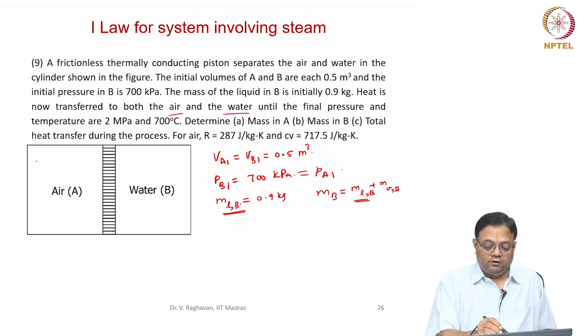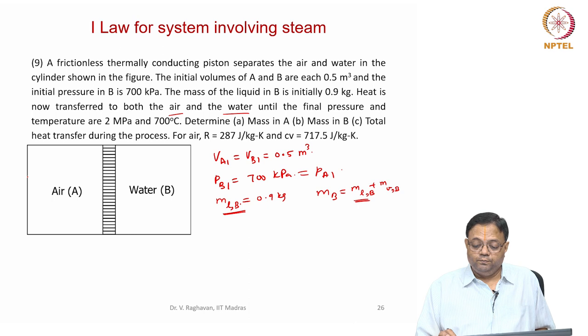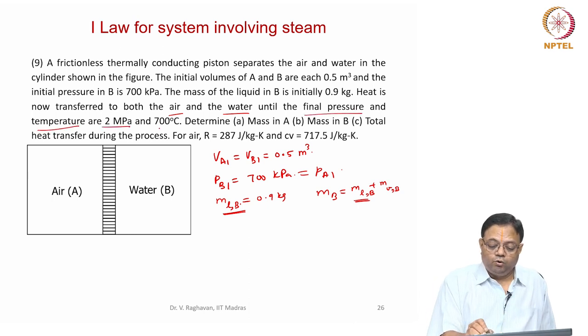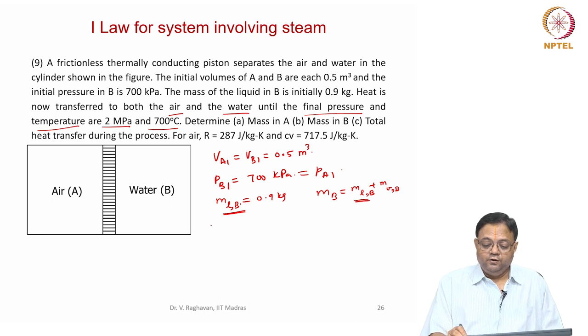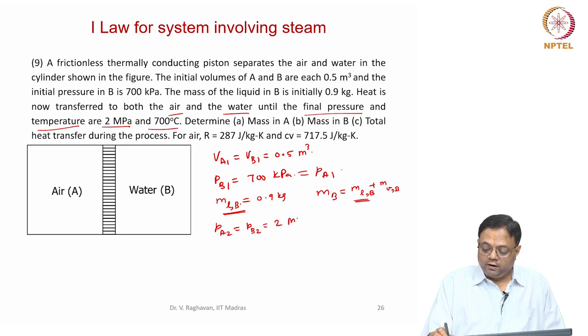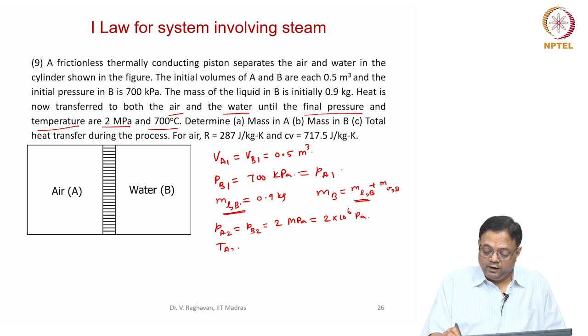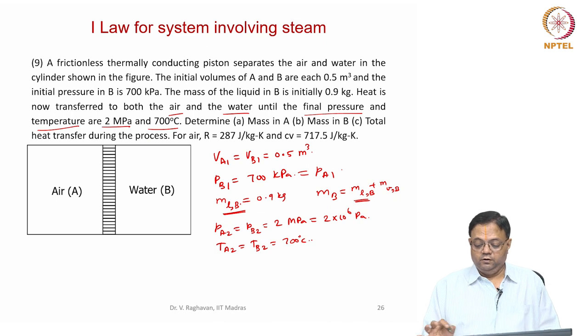air and water. Heat is transferred to both air and water until the final pressure and temperature are 2 megapascals and 700 degrees Celsius, that is PA2 equal to PB2 equal to 2 megapascals equal to 2 into 10 power 6 pascals and TA2 equal to TB2 equal to 700 degrees centigrade. This is given.